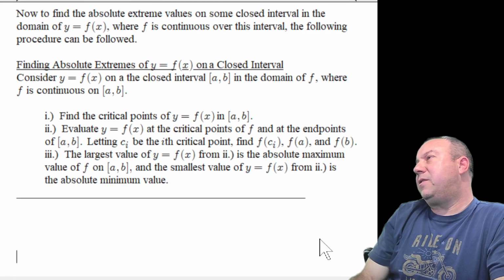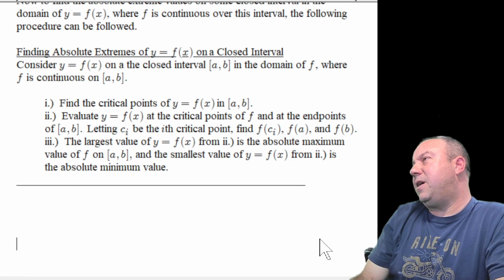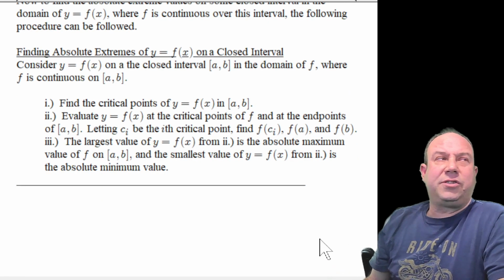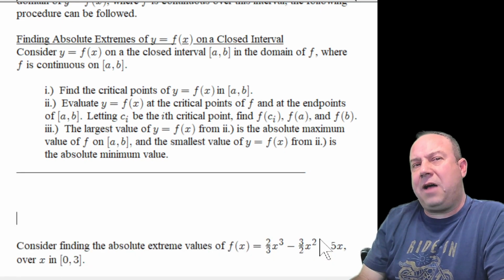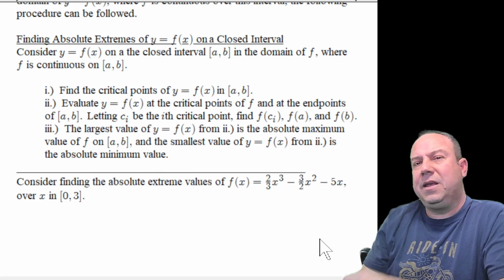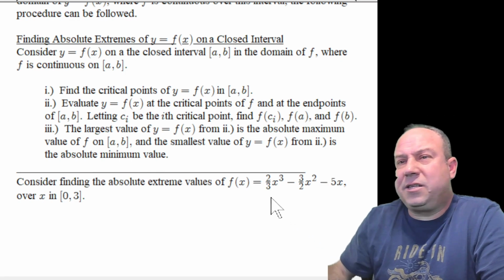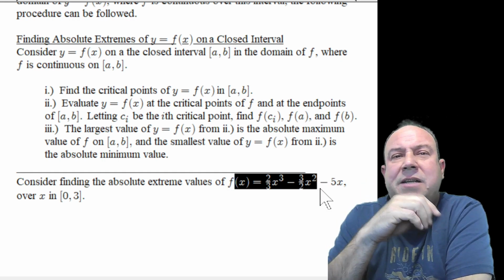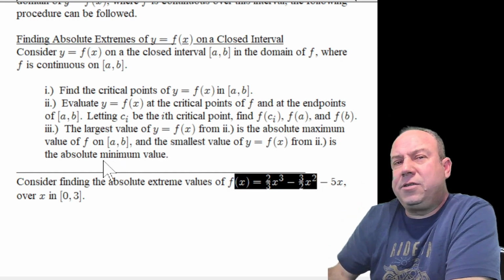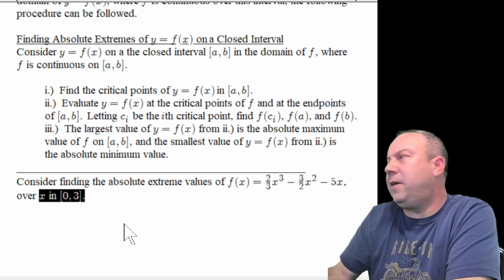Because they have to be at those two locations, then just look at the function at those two locations and say which is the largest and which is the smallest. You're the absolute extreme values. Consider the absolute extremes on this polynomial, 2/3 x cubed minus 3/2 x squared minus 5x, over values of x in the interval from 0 to 3.